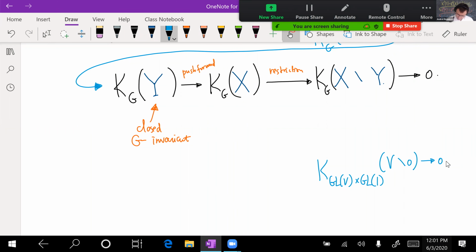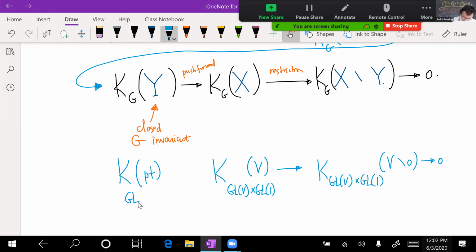This is the cokernel of the map. Take the equivariant K-theory of V cross GL_1 of V. So this maps here. And then there is just a point. This is the inclusion of the 0, which is just a point.